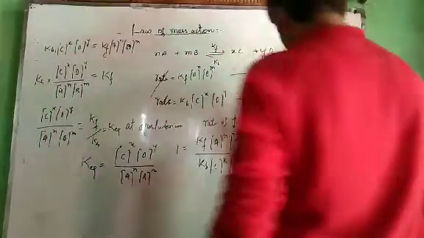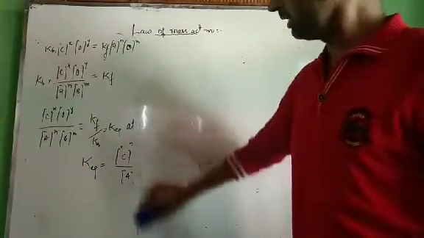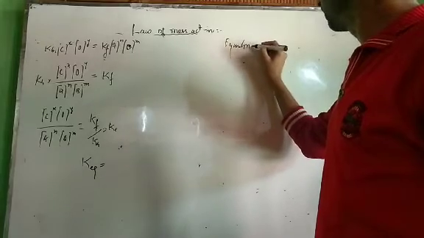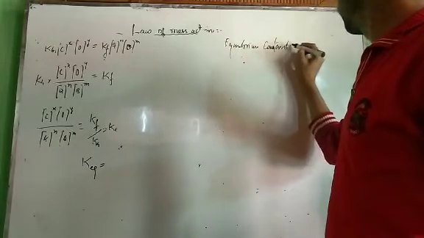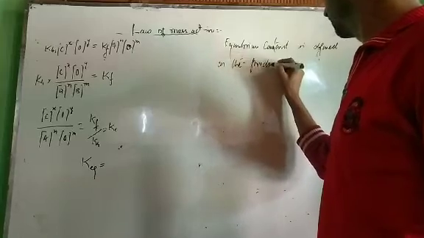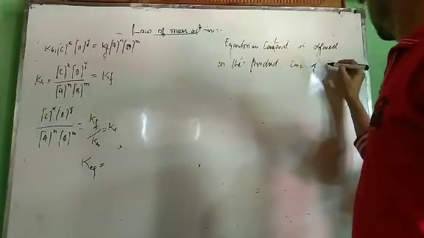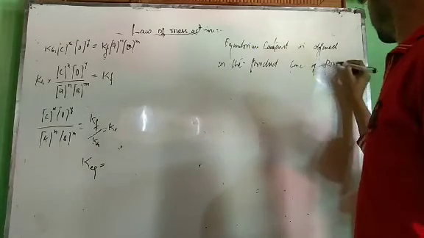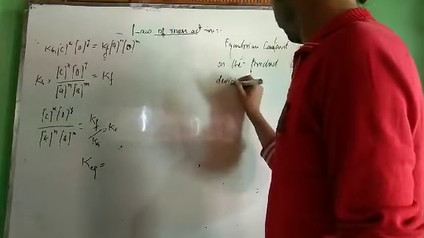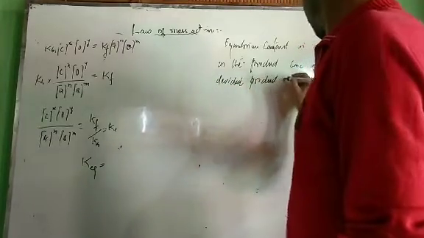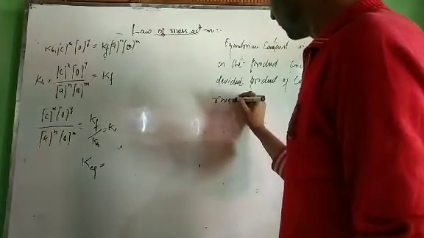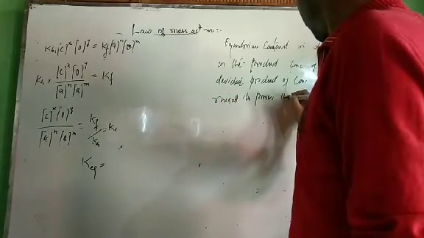Therefore, we can define over here equilibrium constant. Equilibrium constant is defined as the product of concentration of products divided by product of concentration of reactants raised to power their stoichiometries.